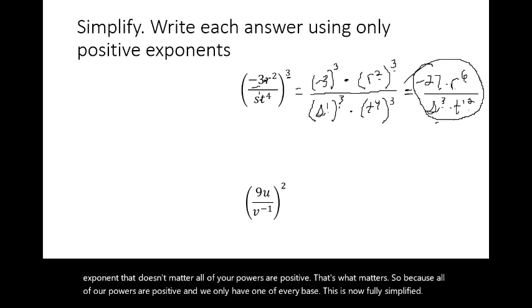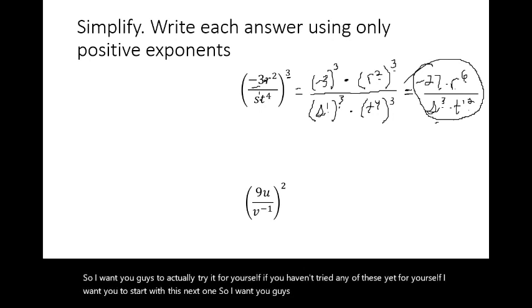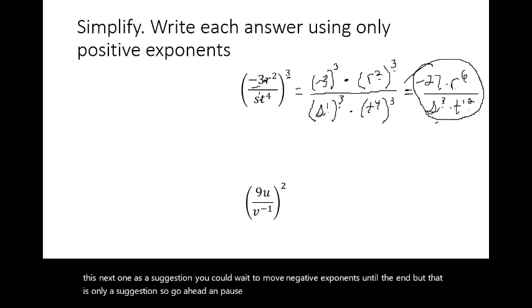So I want you guys to actually try it for yourself. If you haven't tried any of these yet for yourself, I want you to start with this next one. So I want you guys to use that same kind of idea to simplify this next one. As a suggestion, you could wait to move negative exponents until the end, but that is only a suggestion. So go ahead and pause the video, try this next one, and then resume your video when you are done working and ready to check your answer.